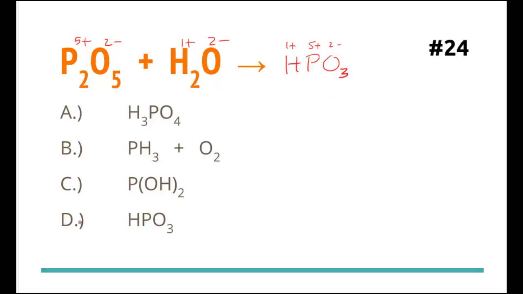So even as we look at option D here, which is not correct, PO3 in my ion list has a -3 charge overall, and hydrogen has a +1 charge. So I'd at least have to have a 3 here for that to be correct. That doesn't work.